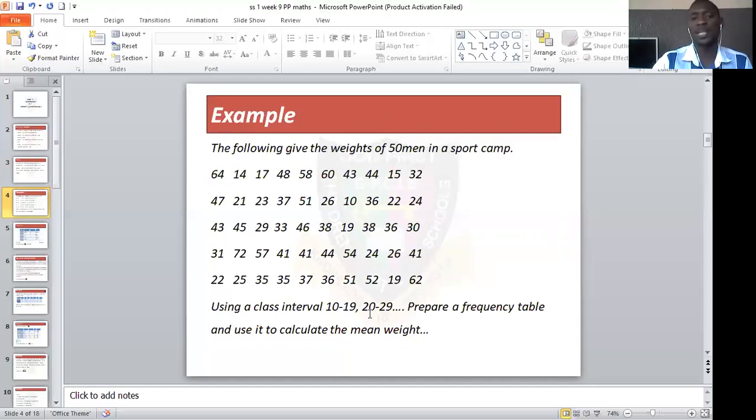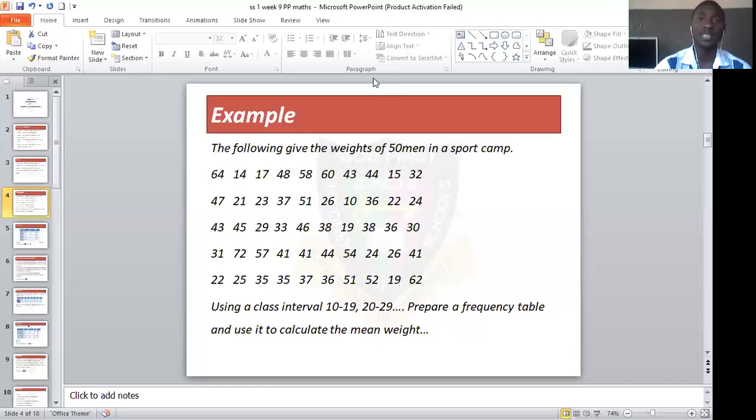So you just group the data, and they give us an interval range. That is 10 to 19, 20 to 29. And obviously, you know that the width of this class interval is 10. That is 10, 11, 12, up to 19. The class width is 10. So the question now goes: prepare a frequency table and use it to calculate the mean.